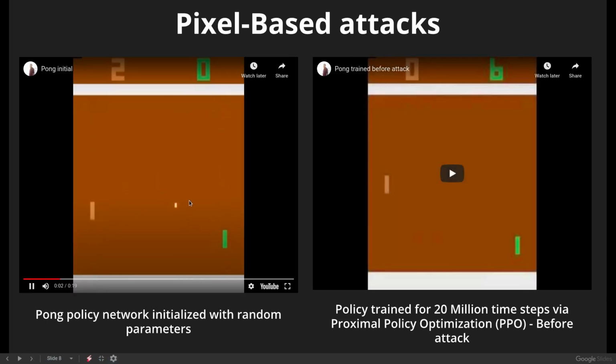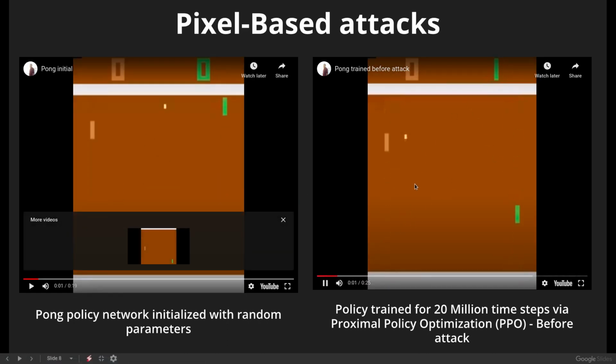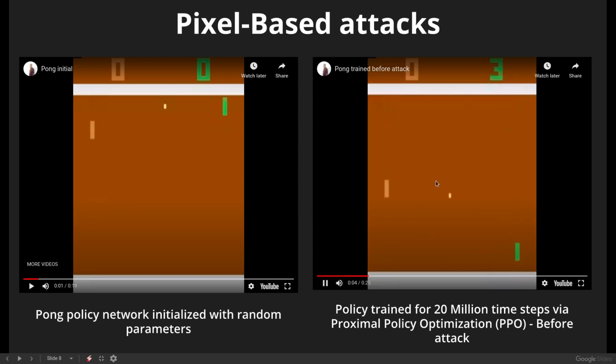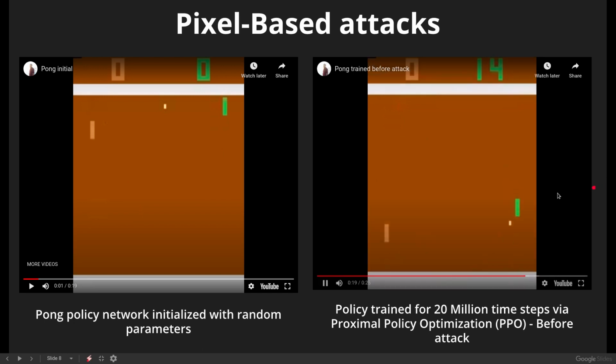Okay, so here is a random policy where the function approximator, or the neural network, is initialized with random parameters. As we can see, our agent takes random actions at each step and is not able to play very well, because it is not trained to play right now. Now let us see the second one. This shows a policy trained for about 20 million time steps via proximal policy optimization, and we see that our agent becomes an expert at playing the game. It beats the opponent most of the times, and is even able to beat the best human player. As we can see, the reward goes to 21.